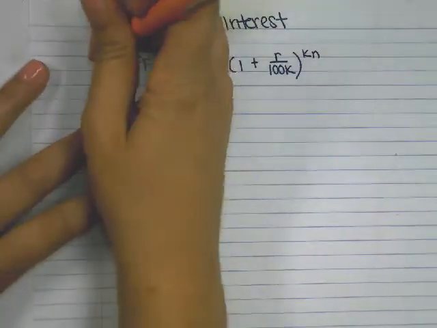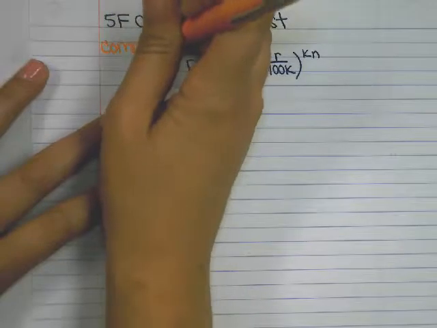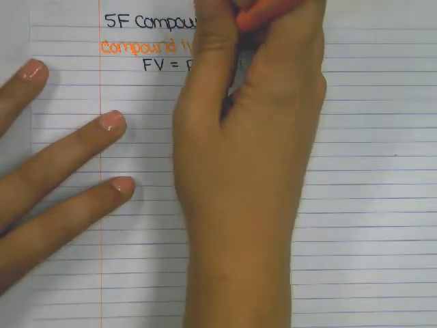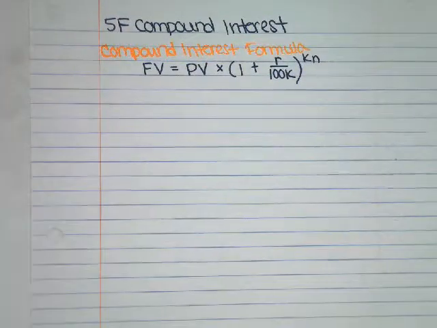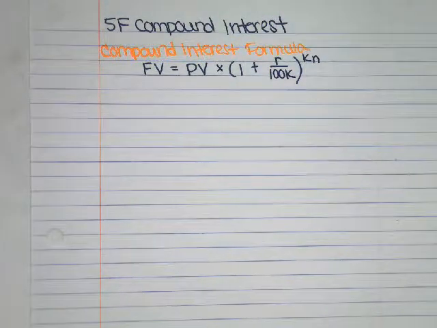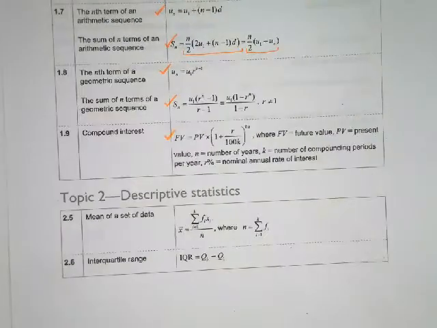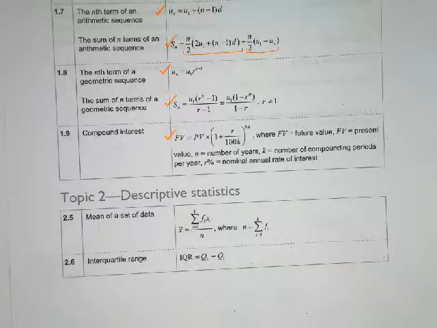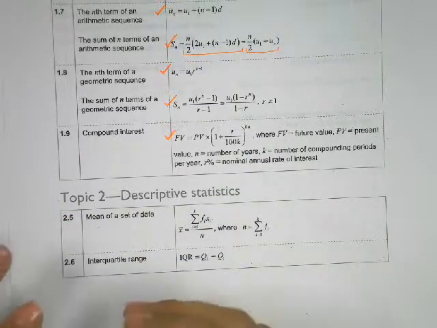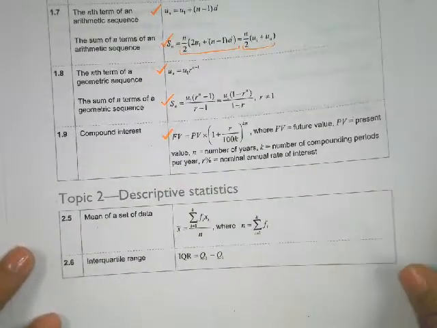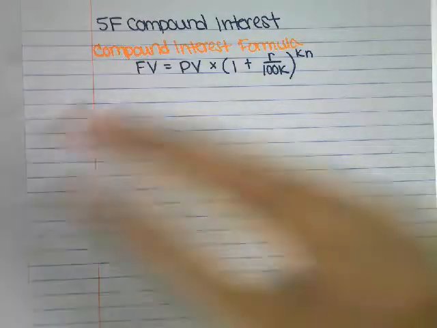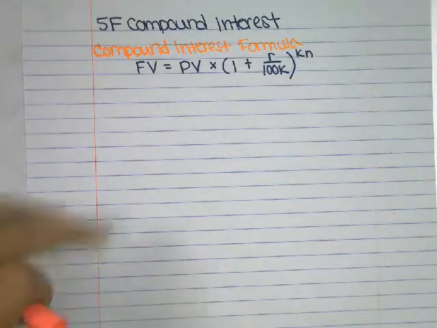So there's the formula. We call this the compound interest formula. And each letter represents a different thing. It's super cool because in here it tells you what they represent. So FV equals future value, PV is present value, N is number of years, K is number of compounding periods, and R% is the nominal annual interest rate. So let's record that over there and I'll talk about each one.